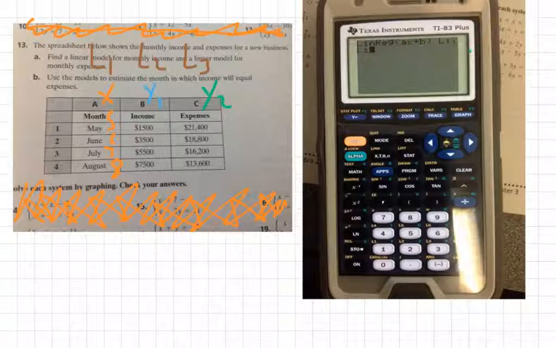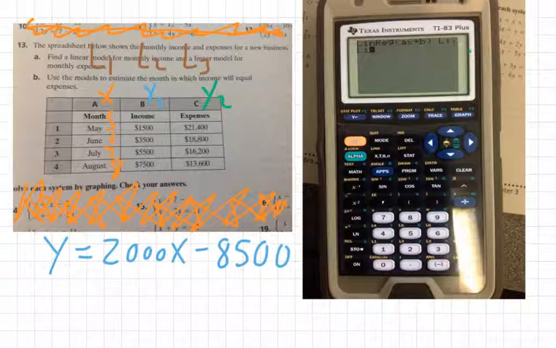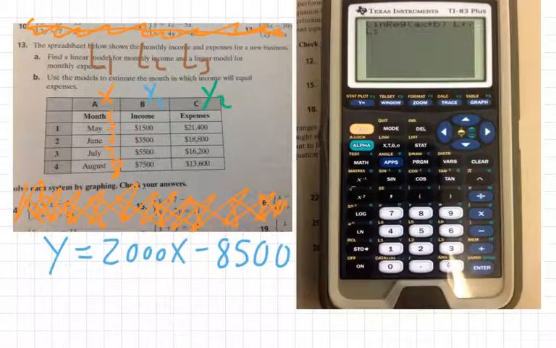So your first model based on income should be this one right here. Y equals 2000x minus 8500. So that's your slope, 2000, and your intercept, negative 8500. Now do the same thing, but this time for expenses. So you want list 1 and list 3. You want to use those 2 lists for your regression. So now on your screen, it should look something like this.